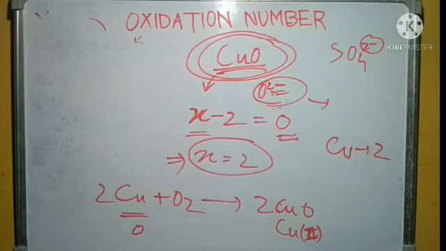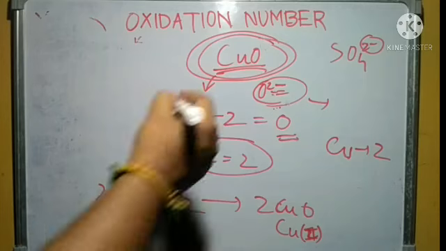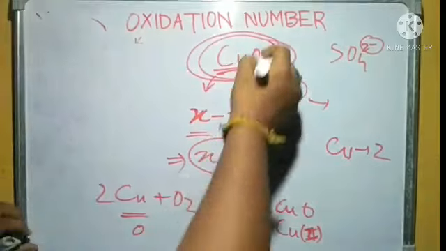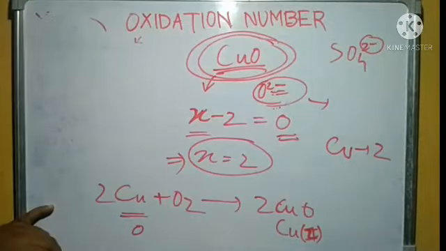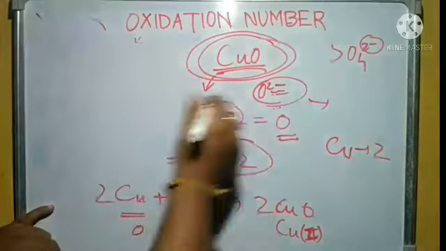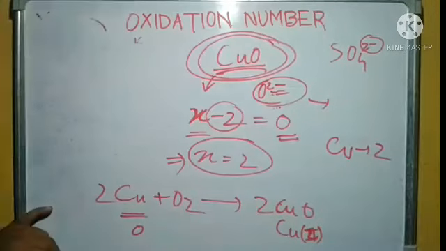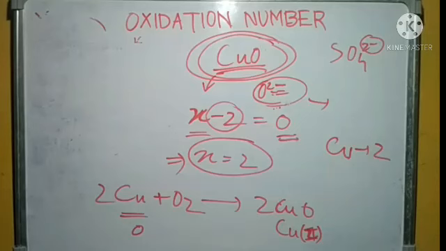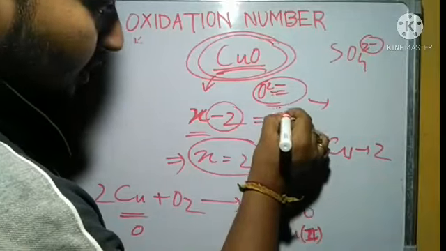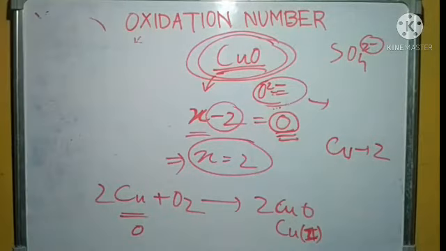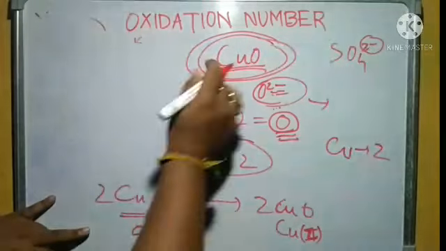So how do we find the oxidation number? Here, oxygen gives -2, because from the oxide ion it will give a -2 charge. But the overall compound is neutral, so the overall compound has a 0 charge. So let X be the charge from copper.